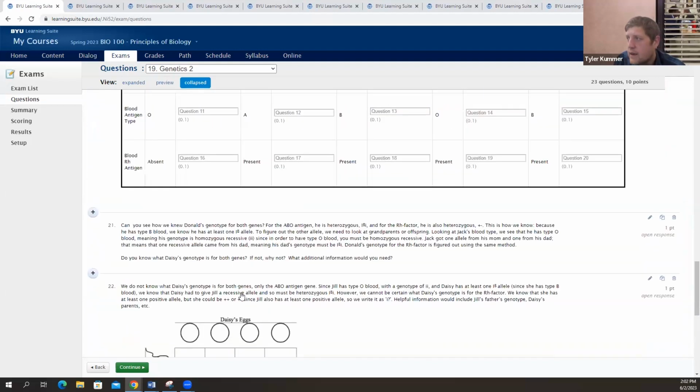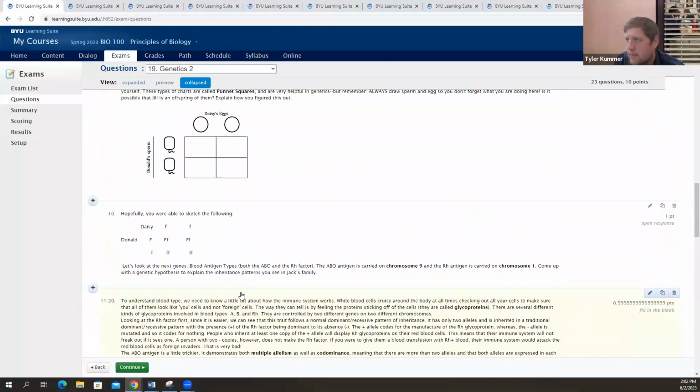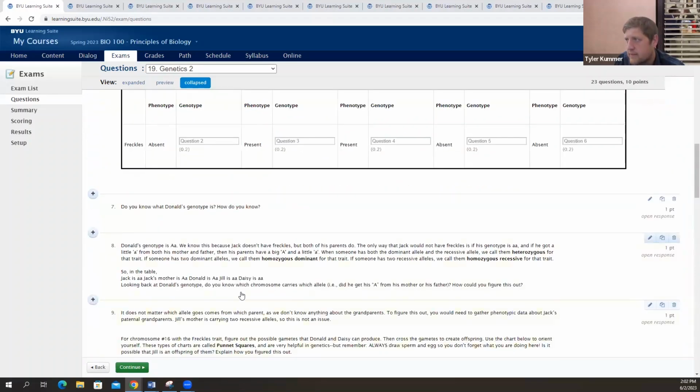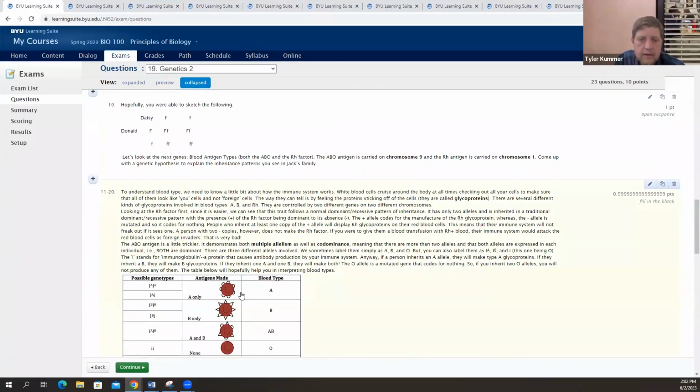All right. So those are the next few patterns: codominance, multiple allelism, and then just dominant and recessive. Those are the first three.